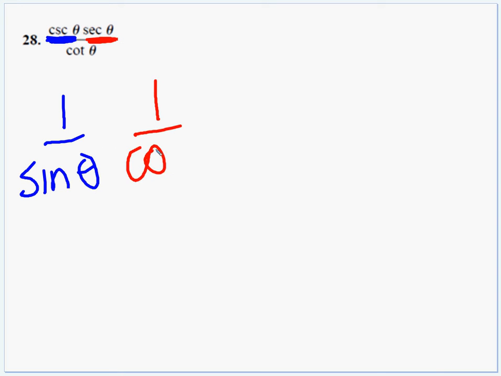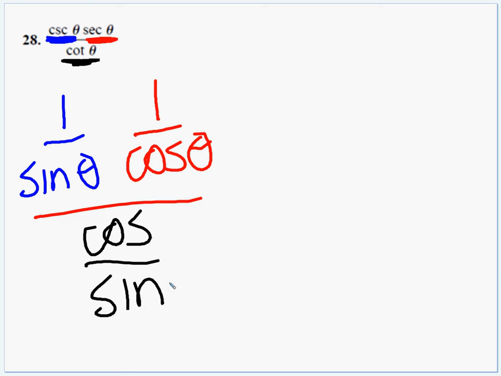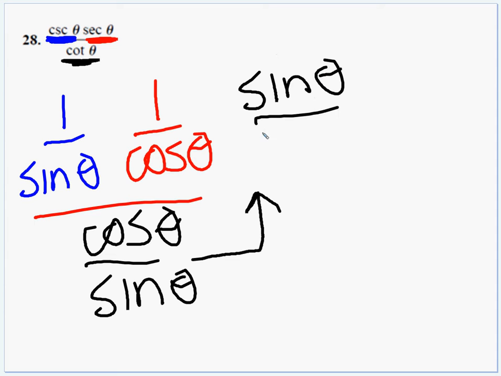Okay, this one looks like it's got a lot going on. Now I'm going to color code this. So this cosecant here would be 1 over sine of alpha. This secant is going to turn into 1 over cos of alpha. And then underneath both of those, we have this denominator cotan, and that is cos over sine. Now, because we're dividing fractions by fractions, let's take this up and flip it over. So now it is sine of theta over cos of theta.